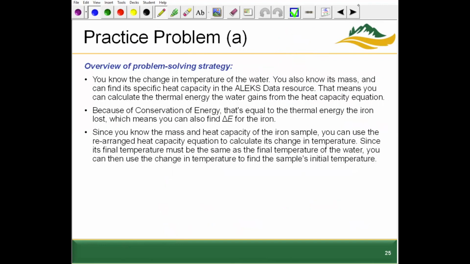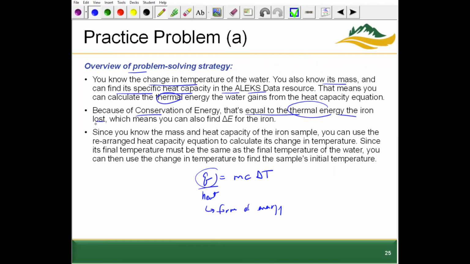So overview of solving this, we know the change in temperature of the water. We also know its mass, and we can find its specific heat capacity using a table in our textbook or using an ALEKS data resource. That means we can calculate Q, or the thermal energy. So Q is heat, and heat is a form of energy. Because of the conservation of energy, that's equal to then the heat, or the thermal energy, that the iron is losing.